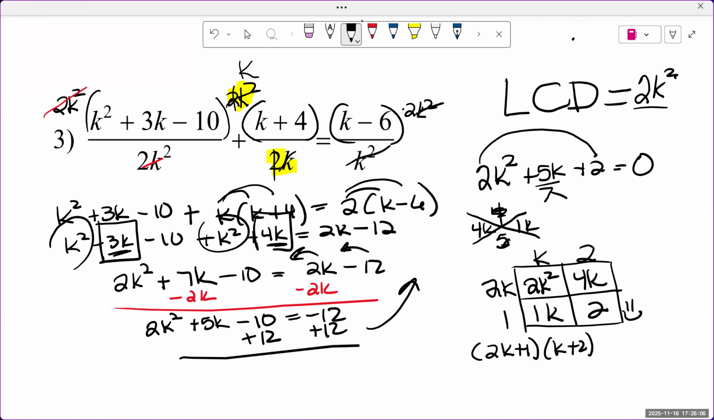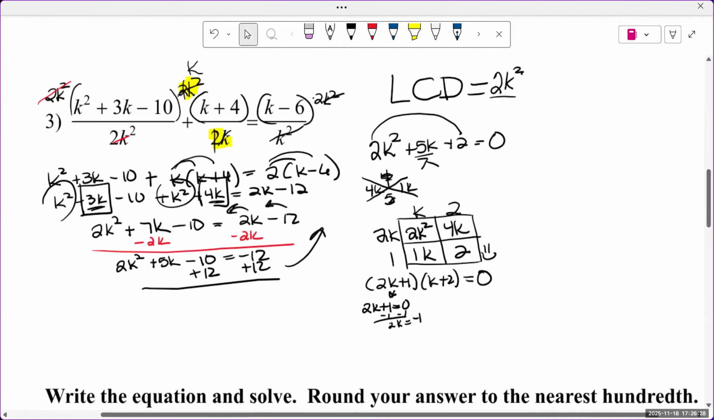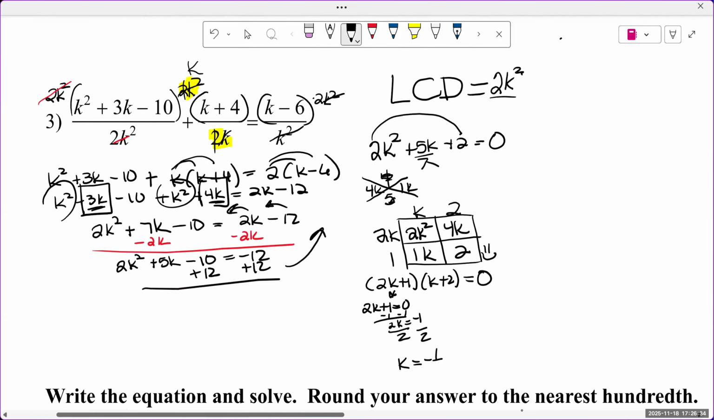Remember, we're not just factoring, we are solving. So the first one is a two-step equation. 2k plus 1 equals 0. Subtract 1. Divide by 2. So k is equal to negative 1/2. This is just a one-step equation. I can see that that is negative 2.